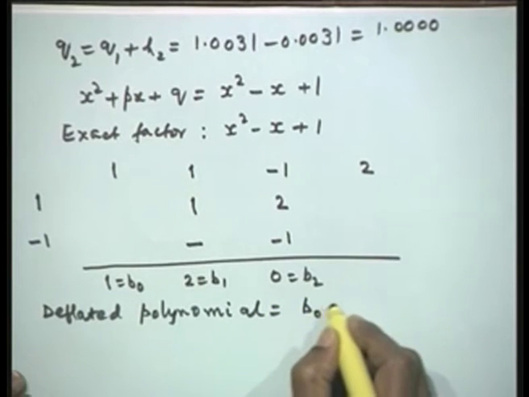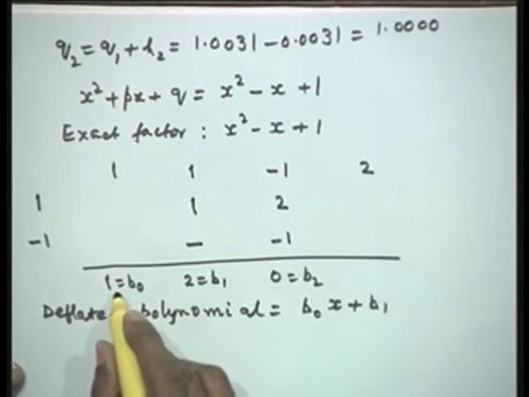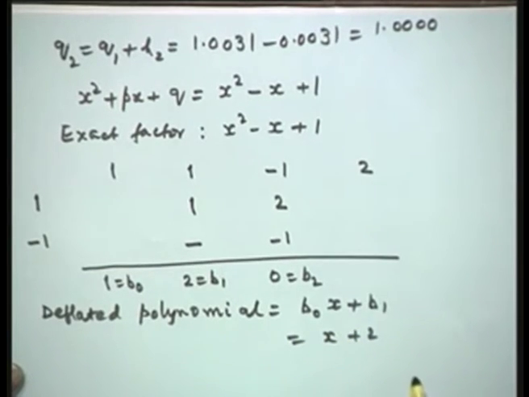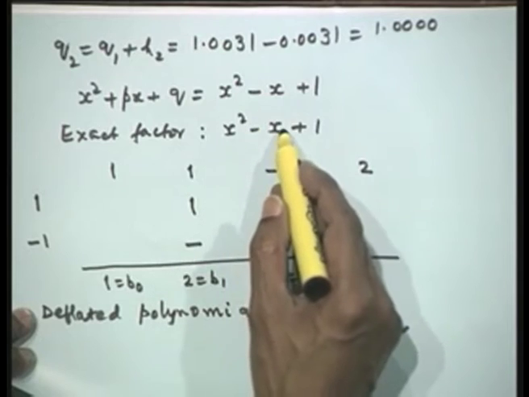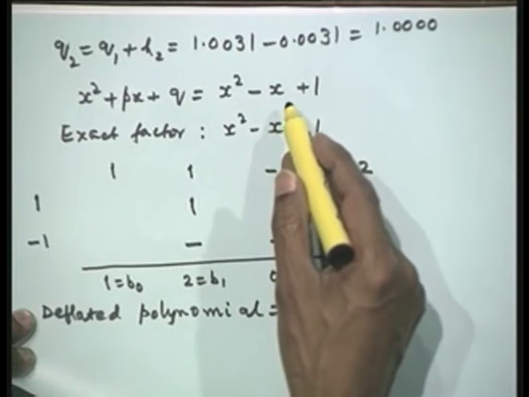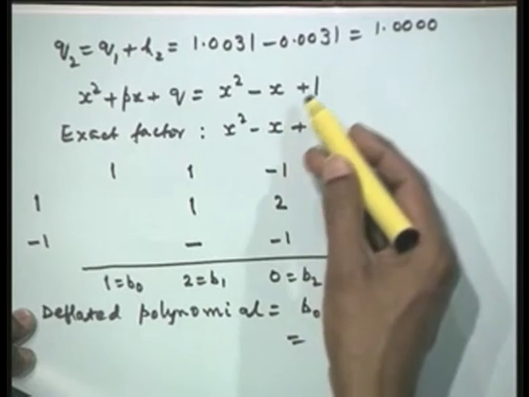b naught x plus b1, that is equal to x plus 2. The deflated polynomial is simply x plus 2. So we have now extracted all the three factors. The linear factor has been obtained, so that root x is equal to minus 2 is also obtained, and this gives us a quadratic factor. Therefore, from here we are going to get the two roots. The two roots we can find the normal way. This is a complex pair.